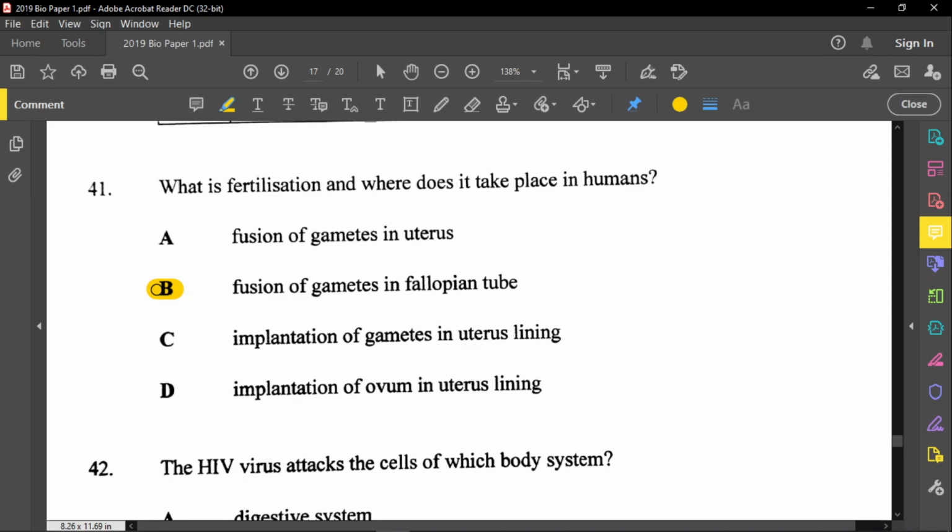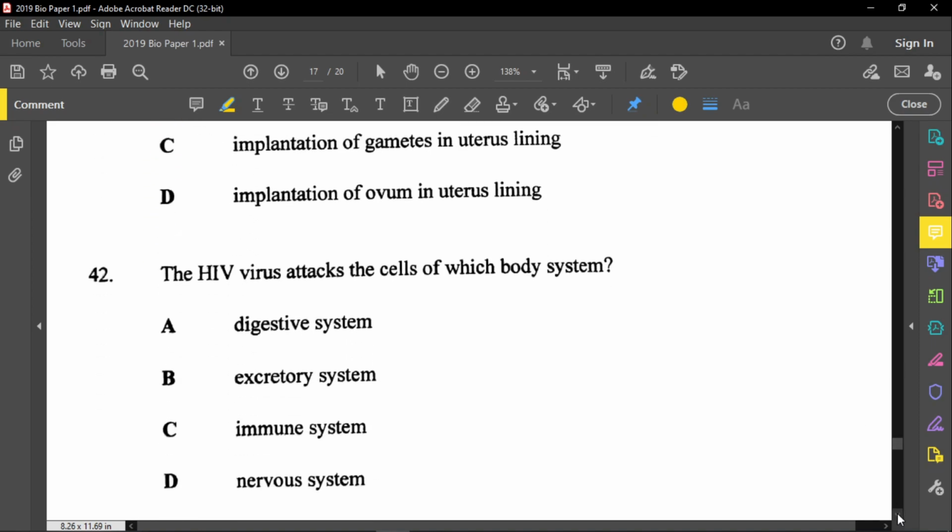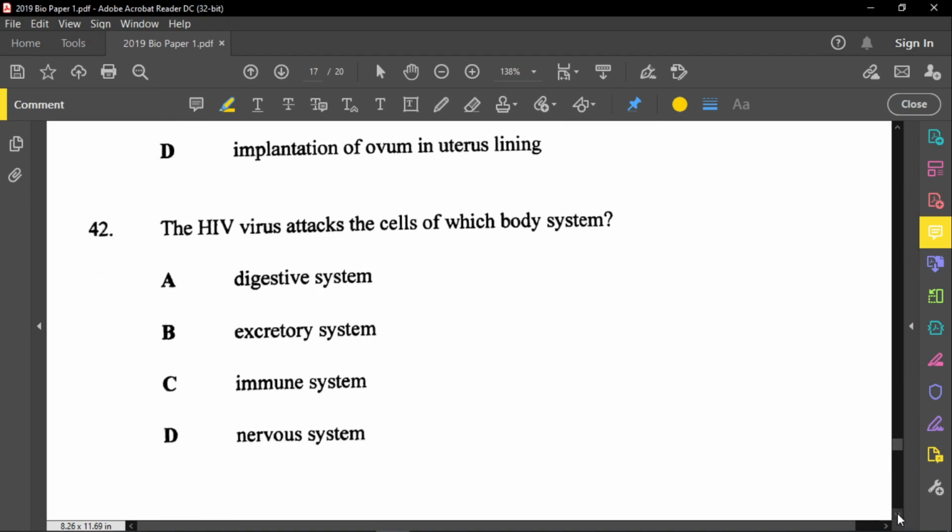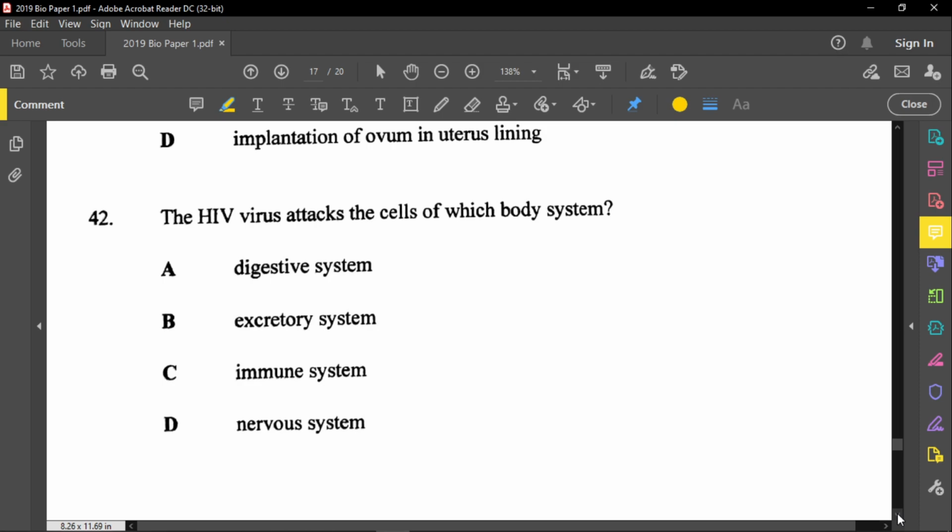Now for question number 42, it said the HIV virus attacks the cells of which body system? And so again, the virus really attacks the immune system, because the immune system is responsible for producing white blood cells that will fight against the disease or the virus. So this will be option C.